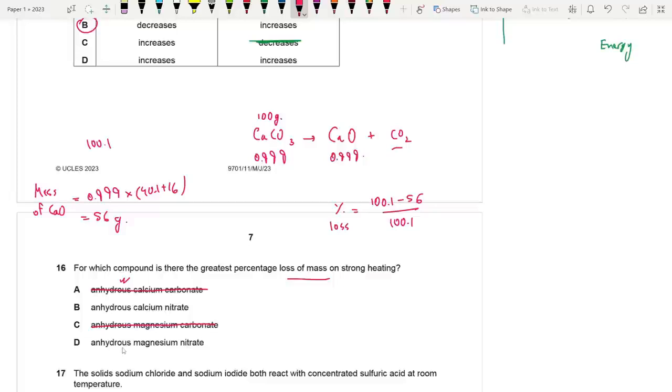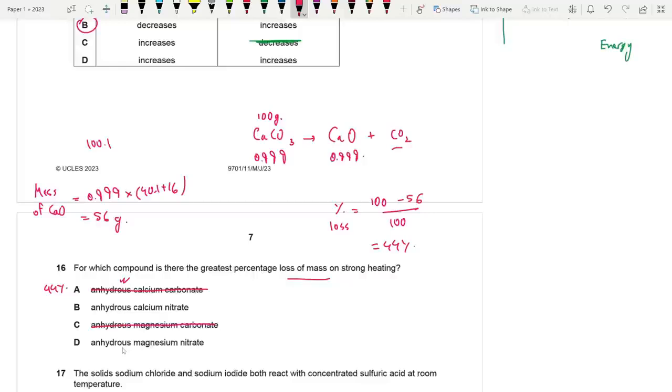Actually, I took 100 grams, right? I have to use 100 grams, my bad, because it's percentage loss of mass. So 100 minus the calculated answer, divided by 100. It gives me a value of 43.95, which is 44%. So 44% mass loss for number one.